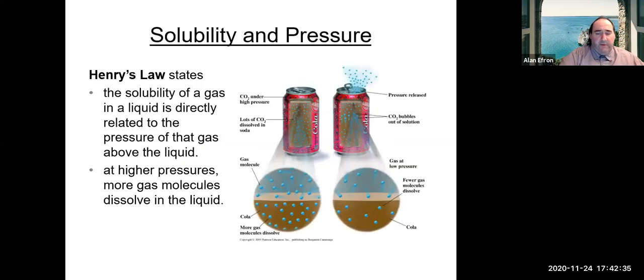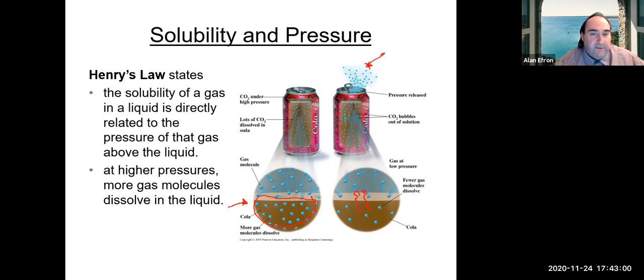Here's a much prettier picture of what I drew, but the same idea. As you can see, before you pop the top, there's a lot of pressure. You see a lot more of the CO2 molecules dissolved in the liquid part. As you pop the top, that's going to release the pressure and allow those gas molecules to escape the liquid part, and fizz out the top, which we're probably familiar with when we've opened a soda.